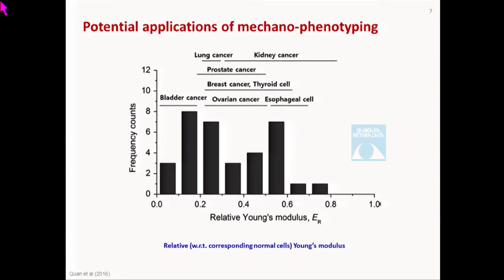So here you see a relative Young's modulus, which is the ratio of the Young's modulus of a particular cancer cell to the normal counterpart. And you can see that, for example, for bladder cancer cells, the ratio is quite small. That means the bladder cancer cells are much more deformable as compared to the normal cells, as compared to, for example, the esophageal cells, where the cancer cells and the normal cells' stiffness is quite comparable.